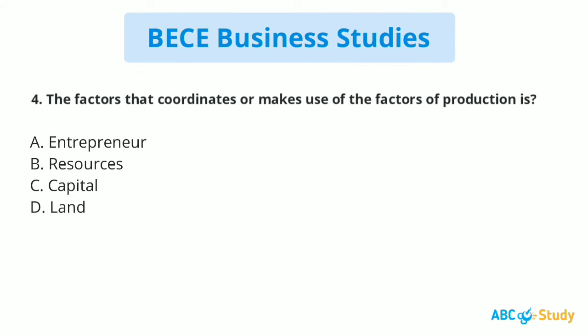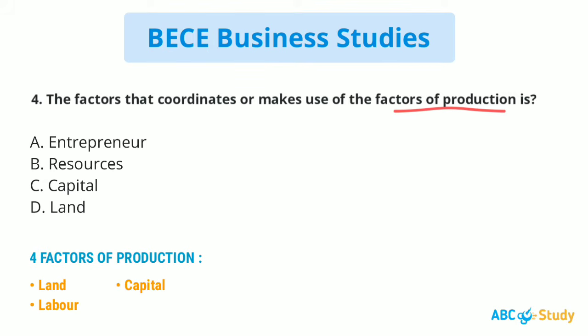The factor that coordinates or makes use of the other factors of production is... I'm talking about this. You first need to understand what we mean by factors of production. And we have 4 factors of production. Number 1, we have land. Number 2, we have labor. Number 3, we have capital. And number 4, we have entrepreneurship. So actually, the entrepreneur is the one that is overseeing other factors. Without the entrepreneur creating innovative ideas and the likes, the land, the labor, the capital will be useless. You understand? So it is the entrepreneur that will coordinate and make use of other factors of production. So A is the correct answer.